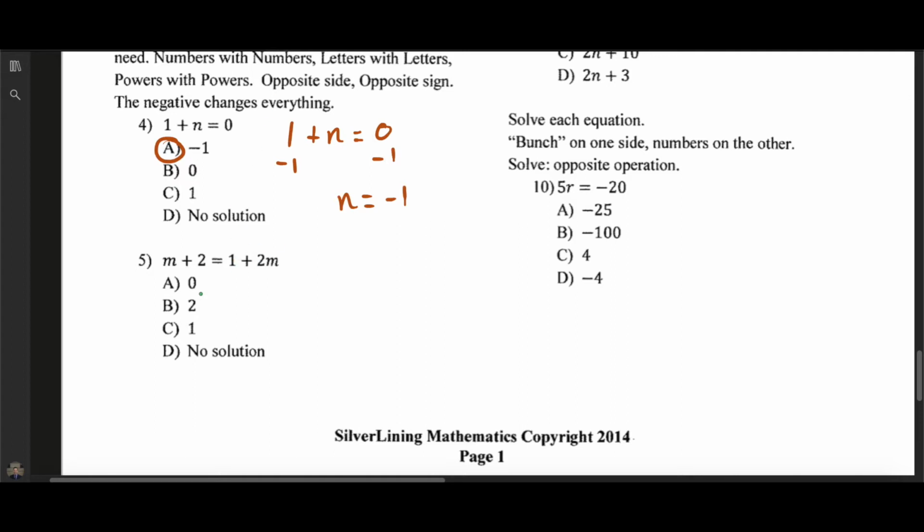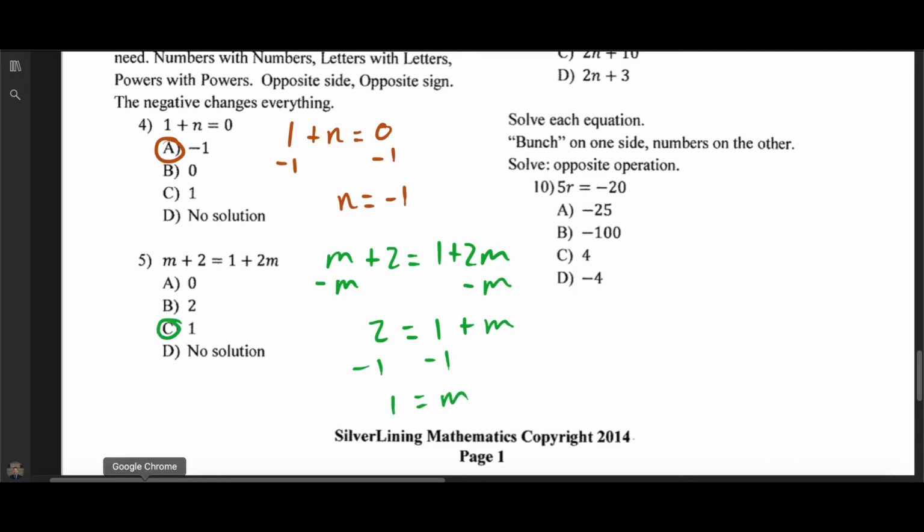So we're going to go ahead and move this m over. M plus 2 is equal to 1 plus 2m. So I'm going to subtract m from both sides, and I get 2 is equal to 1 plus 1m, right? 2 minus 1m is just 1m. And then if I subtract 1 from both sides, I get 1 is equal to m, which is C.